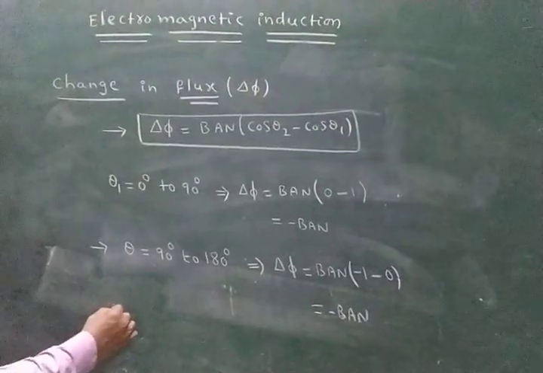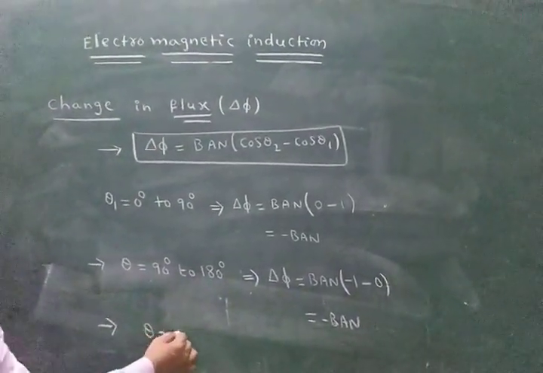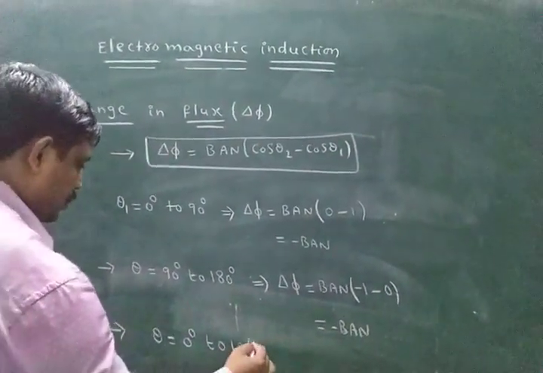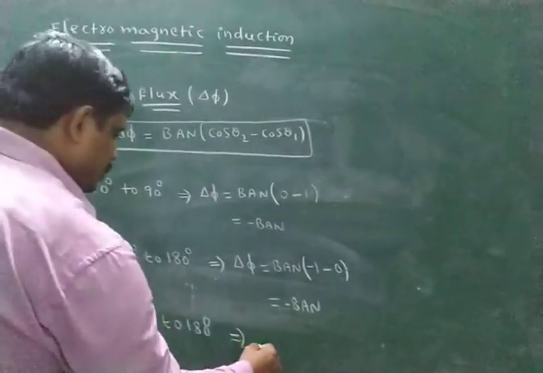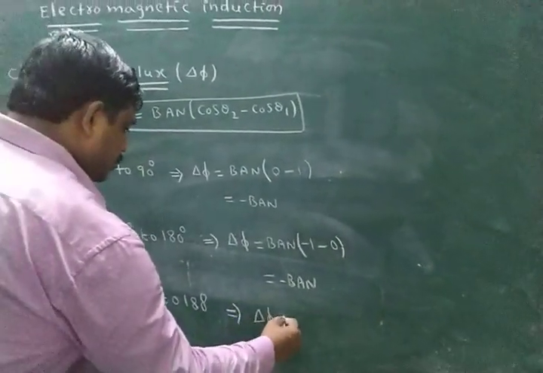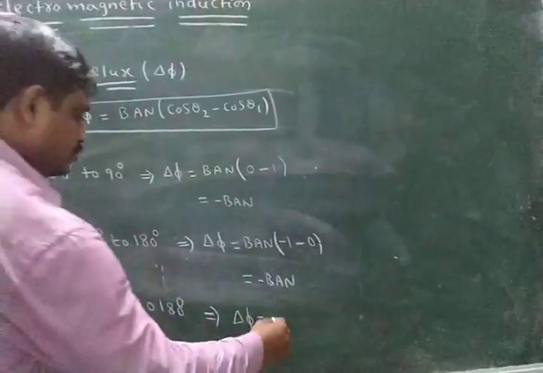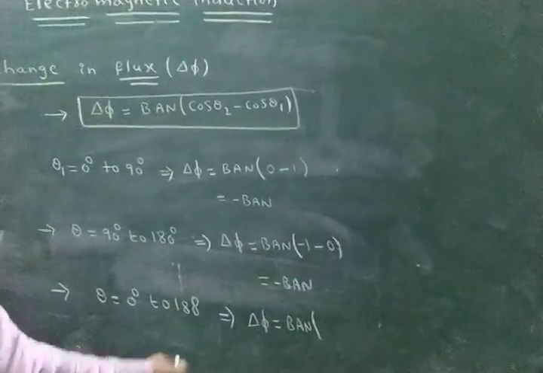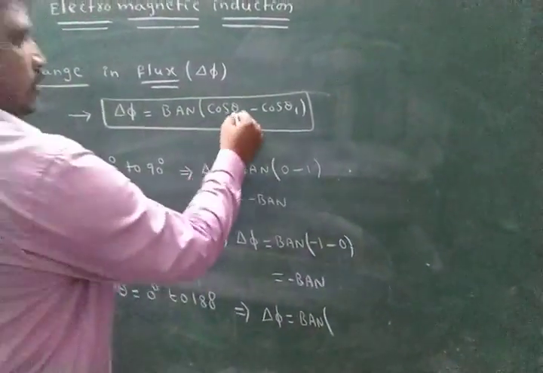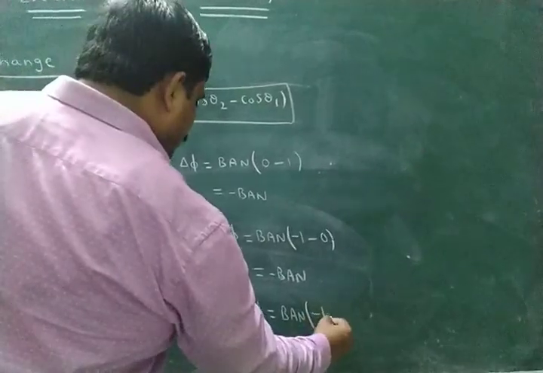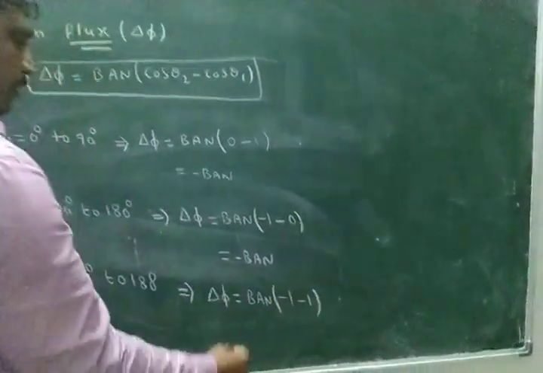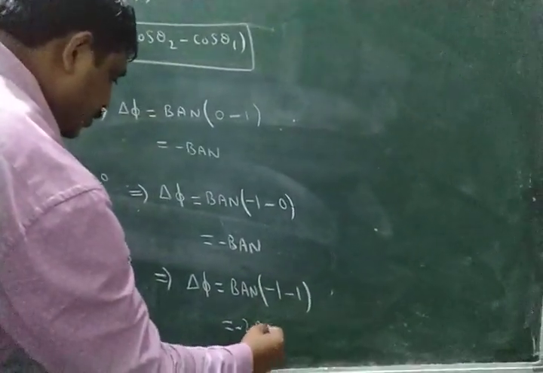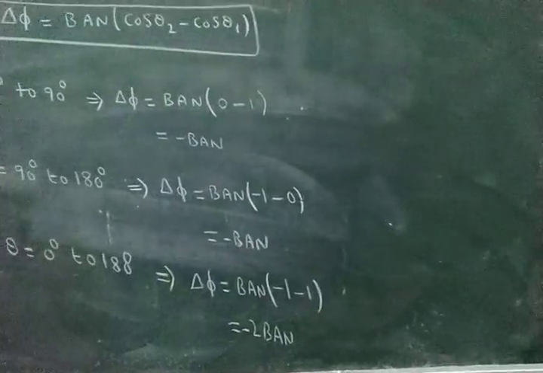Next situation, the coil rotated, suppose from 0 degrees to 180 degrees. In this situation, the change in flux is, the common term is BAN into cos 180, which is minus 1, minus cos 0, which is 1. Finally we get minus 2 BAN. Okay, look here now.